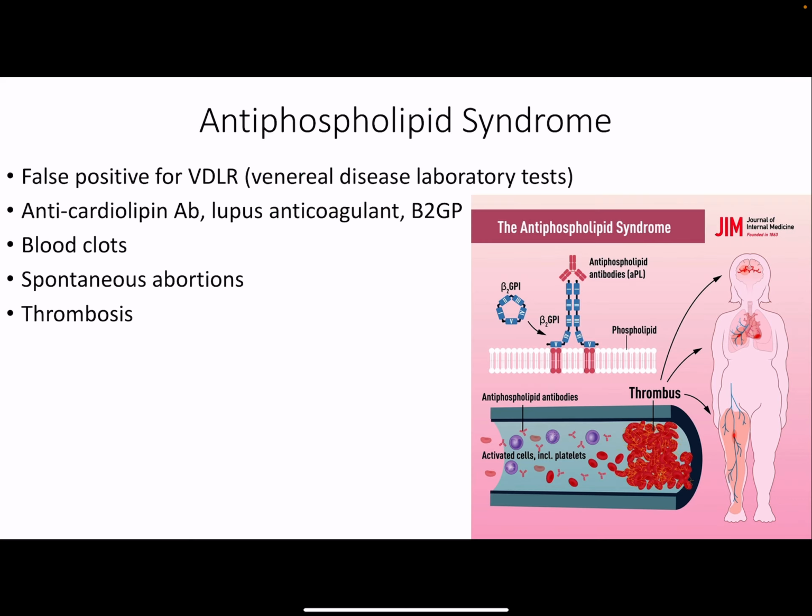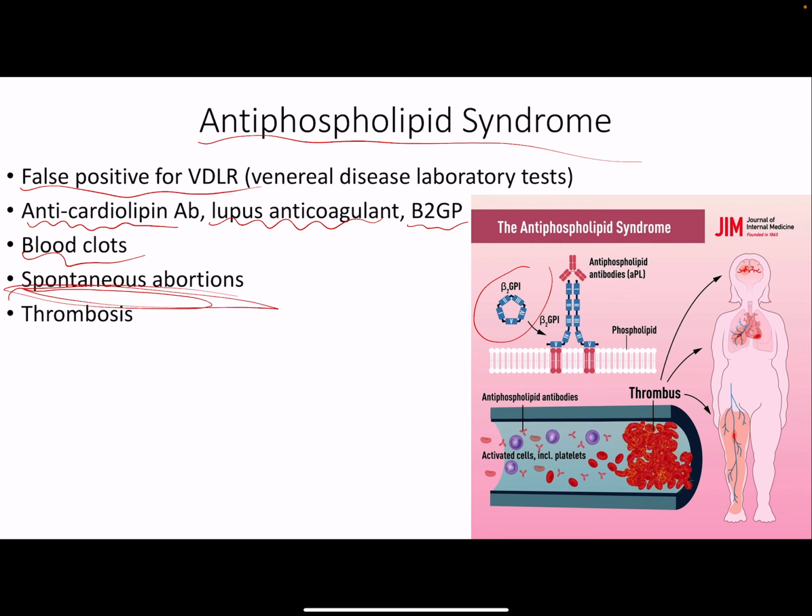All right, antiphospholipid syndrome. People can get a false positive for venereal diseases. A couple different things: anti-cardiolipin antibodies, lupus anticoagulants, and a beta 2GP antibody as well. This is associated with blood clots and spontaneous abortion. That's going to be high yield on the vignettes, and thrombosis is associated with this.